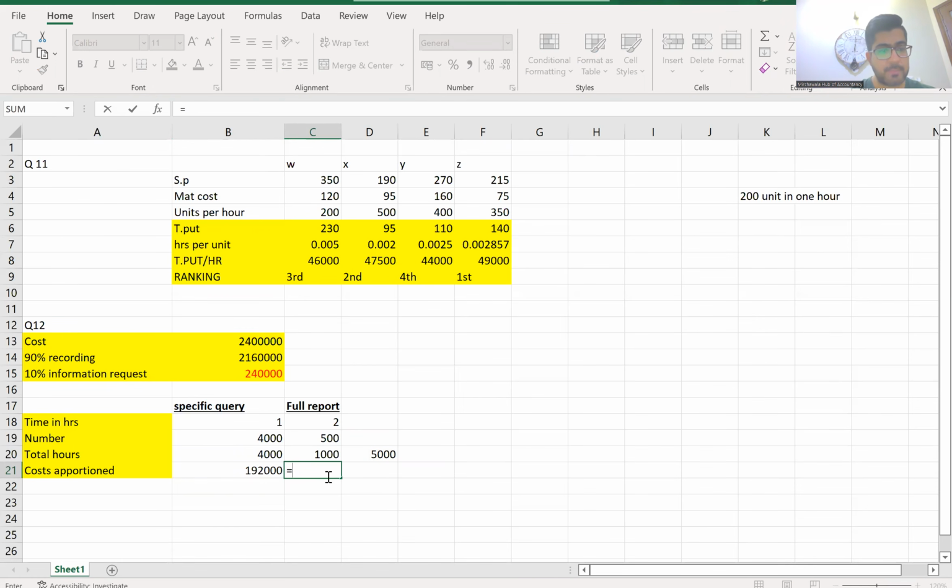It's on the basis of time. So time is 1,000 hours divided by total 5,000 into the amount 240,000. So you have got the cost of both.